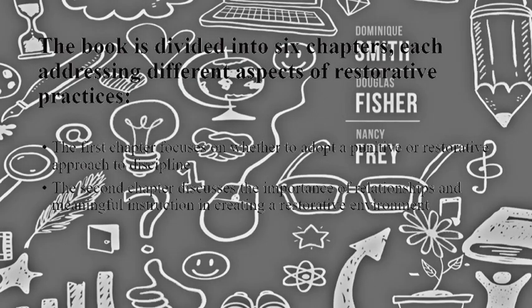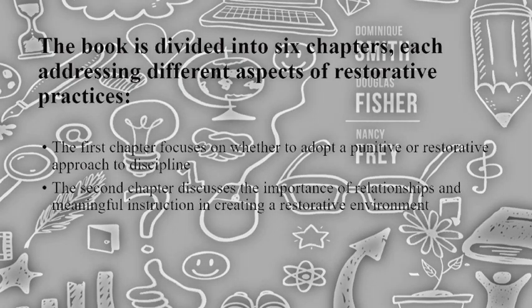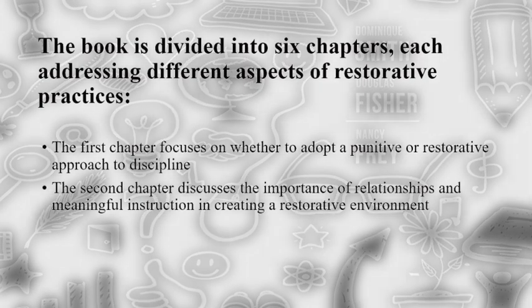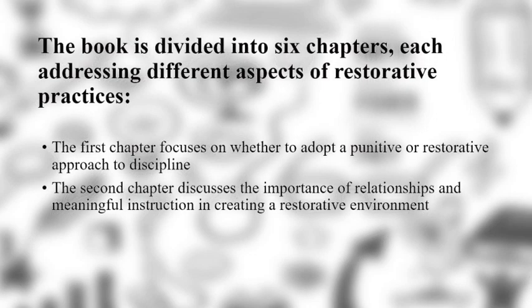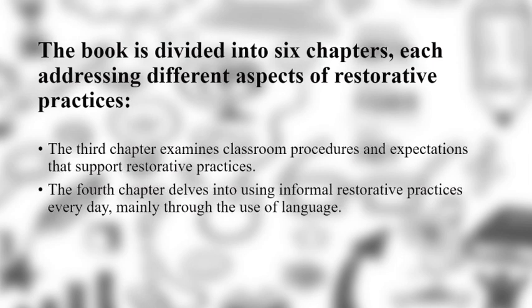The book is divided into 6 chapters, each addressing different aspects of restorative practices. The first chapter focuses on whether to adopt a punitive or restorative approach to discipline. The second chapter discusses the importance of relationships and meaningful instruction in working with children. The third chapter examines classroom procedures and expectations that support restorative practices, while the fourth chapter delves into using informal restorative practices every day, mainly through the use of language.